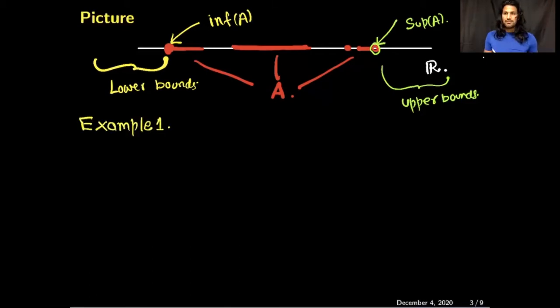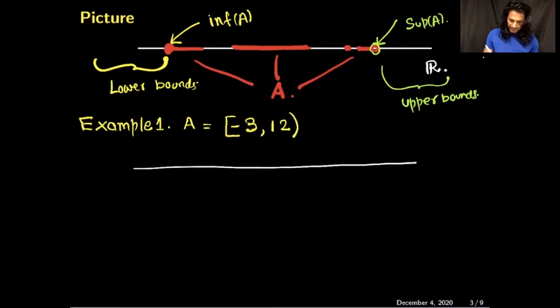Let's now consider some examples and compute their infimum and supremum. My first example of the set A: let's suppose I have a set A which is an interval starting from -3 and ending at 12. So let's suppose this is the set. First I will draw the real line and we plot that set on the real line.